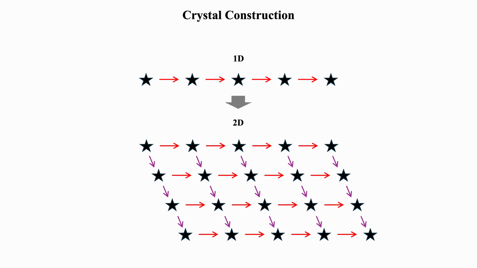In two dimensional crystal construction, the atoms or molecules are arranged in a repeating pattern across a flat plane. Here we see the building blocks extended in two directions, creating structures like sheets or layers that tile across a surface.